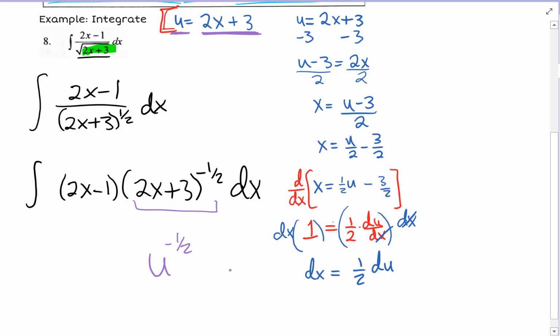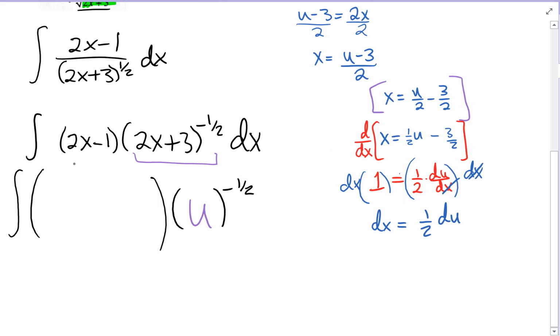So, do you have an equation that relates x and u? Yes, you do. Okay, x is equal to u over 2 minus 3 over 2. So this expression, instead of being 2x minus 1, will be 2 times x minus 1. And oh wait, what is x in terms of u? x in terms of u is u over 2 minus 3 over 2.